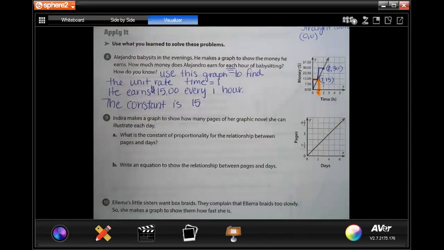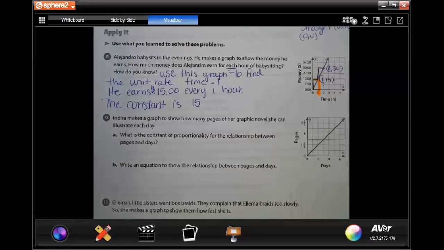Okay, next question. Indira makes a graph to show how many pages of her graphic novel she can illustrate each day. What is the constant of proportionality for the relationship between the pages and the days? And then we're going to write out an equation for this.